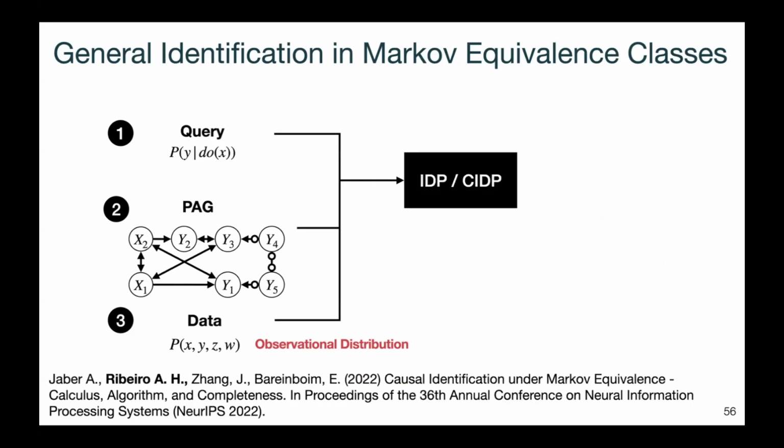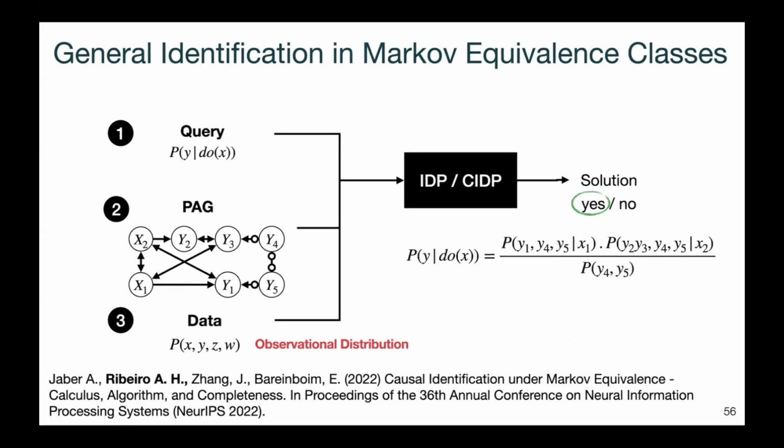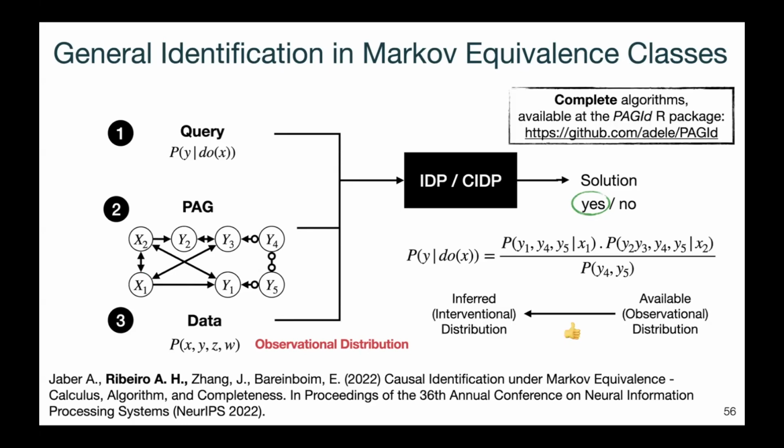So we extend actually the ID algorithm. This is called ID for PAGs, or conditional ID for PAGs. So this algorithm allows you to just input any PAG here. And as long as the effect is identifiable, it's going to give you an expression, which can be very different from the adjustment. So you can do this in a completely data-driven way. This package is available in my GitHub if you want to use it.